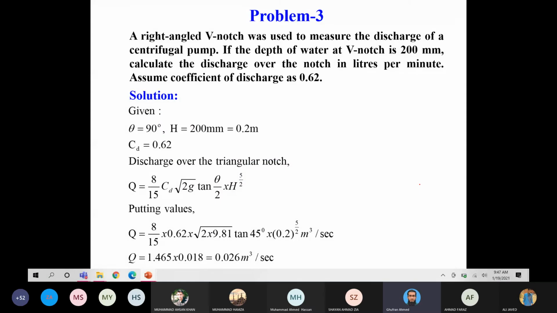So, very simple examples of these triangular notches. A right angled V notch was used to measure the discharge of the centrifugal pump. If the depth of water at the V notch is 200 millimeter, calculate the discharge over the notch in liters per minute. A right angled V notch: right angle means theta is 90.